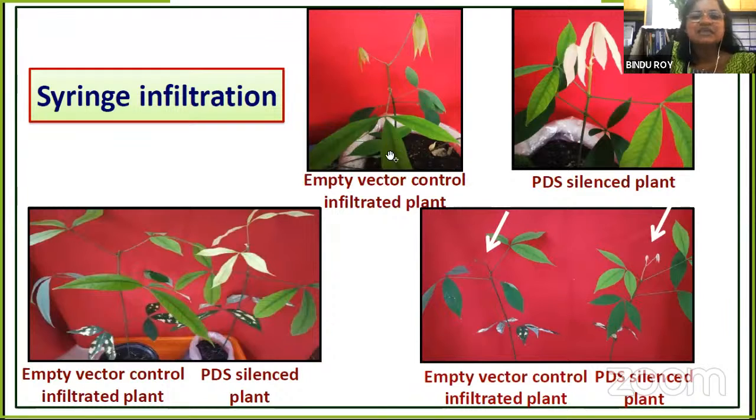You can see this is the empty vector control infiltrated plant, and here it is the PDS silenced plant. As I mentioned, the PDS silenced plant has clearly shown photobleaching, revealing that the PDS construct has been incorporated. Similarly here, I said meristematic tissue, even the newly emerging leaves have shown the photobleached effect in the PDS silenced plant compared to the empty vector control.